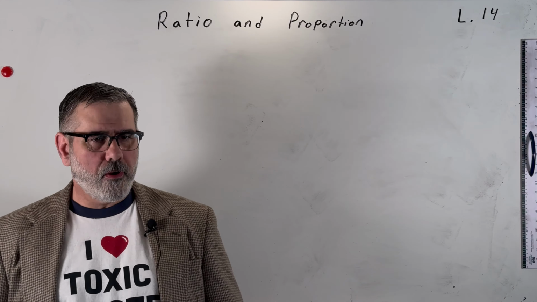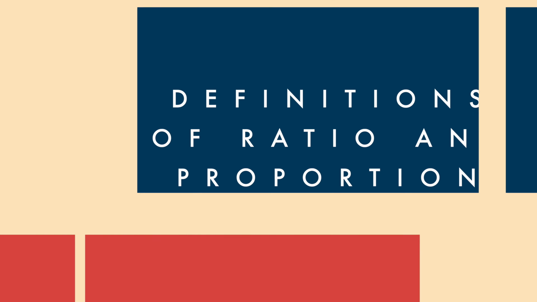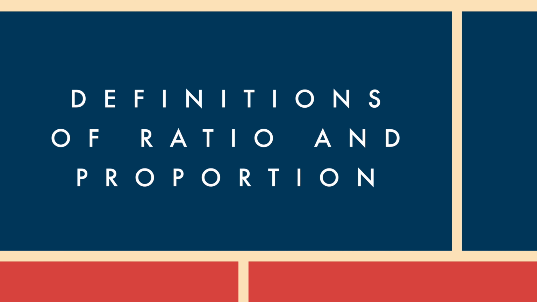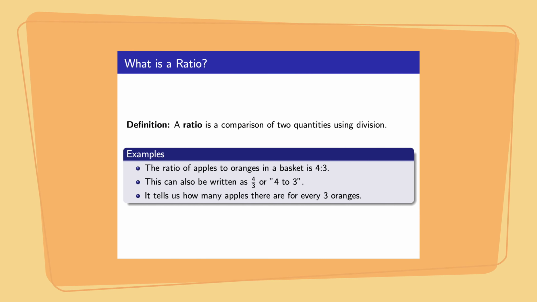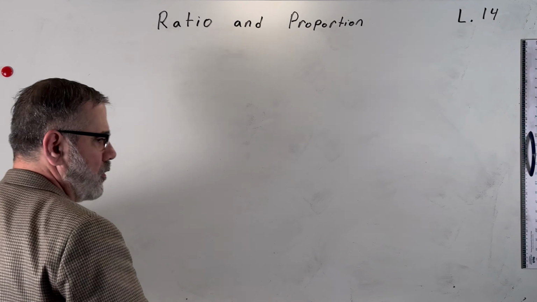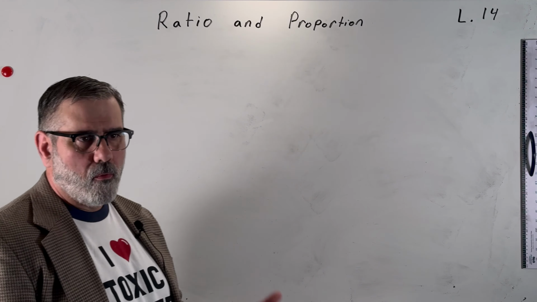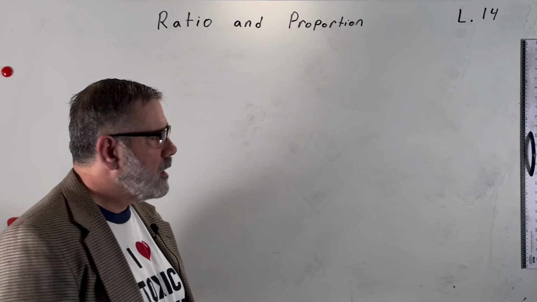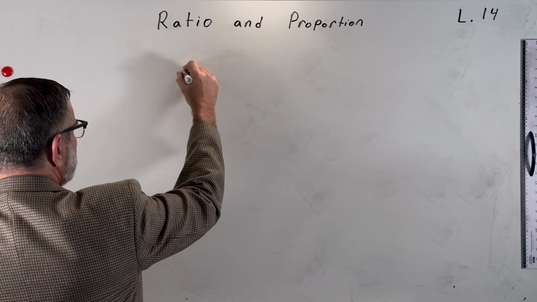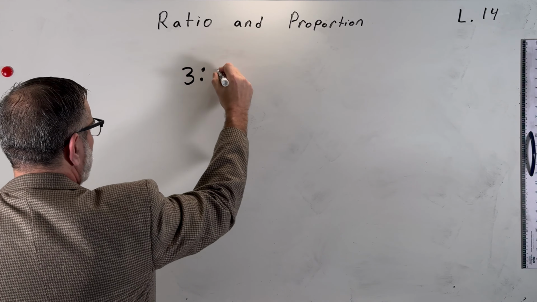So, of course, the first question you're asking is, what is a ratio? A ratio is a comparison of two quantities using division. Now, there are two ways to write this. So, for example, if you were in a classroom where there were 3 girls for every 2 boys, the ratio of girls to boys would be written as 3 to 2.